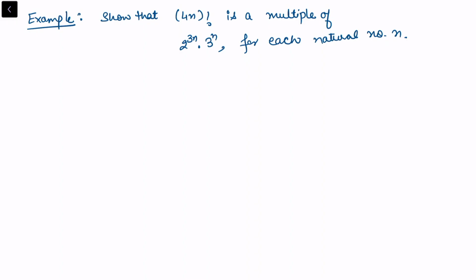In this video, we want to show that 4n factorial is a multiple of 2 to the power 3n into 3 to the power n for natural number n. And for this, I shall be using the notations of multiset. So let us consider a multiset.